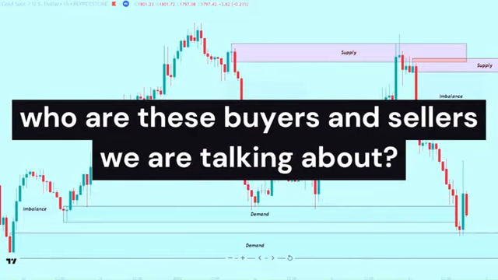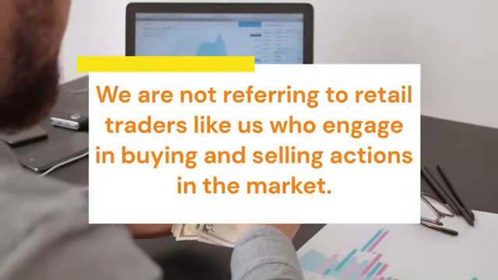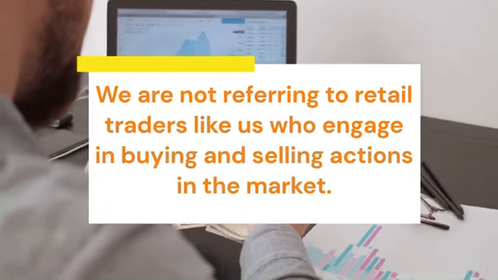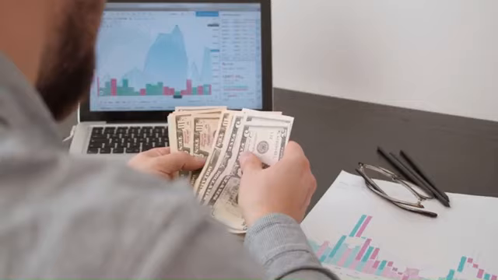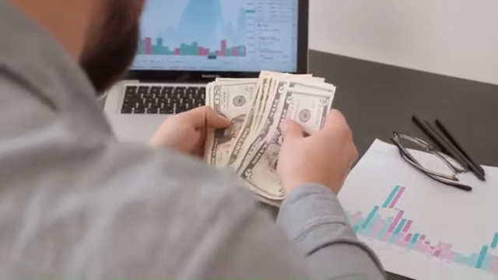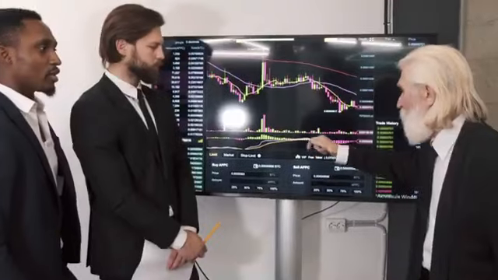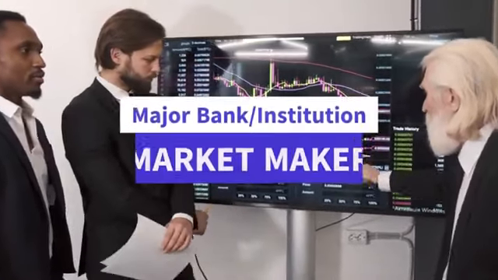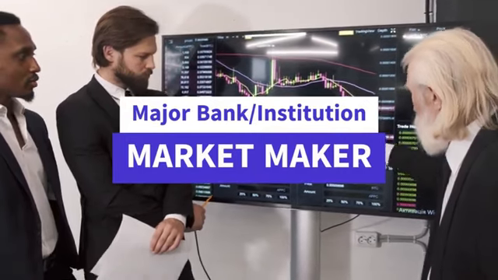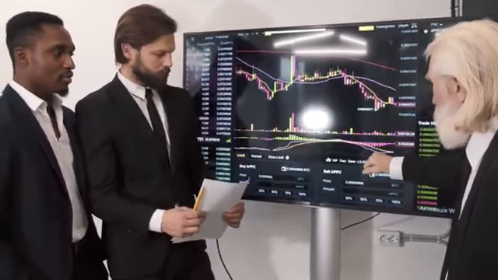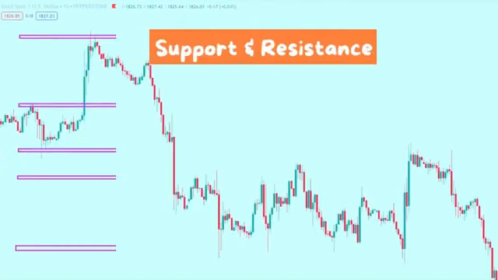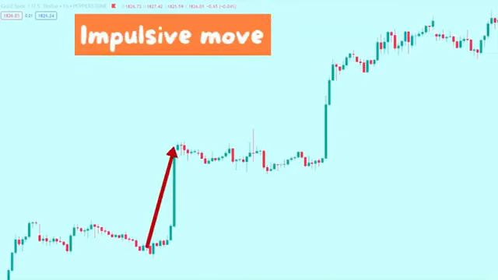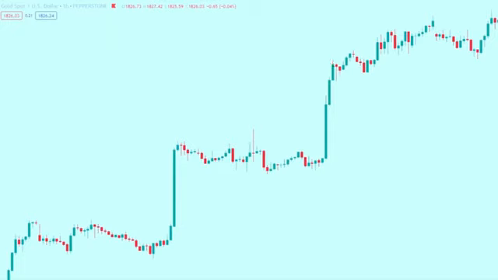Now, who are these buyers and sellers we are talking about? We are not referring to retail traders like us who engage in buying and selling actions in the market. The number of retail traders is too small to significantly impact the market. Instead, we are discussing the big players, such as major banks, institutions, or commonly known as market makers. These entities execute buy and sell actions in the market, often causing significant price movements such as changes in support and resistance levels or impulsive price movements. Due to the large size of their transactions, their actions create imbalances in prices.